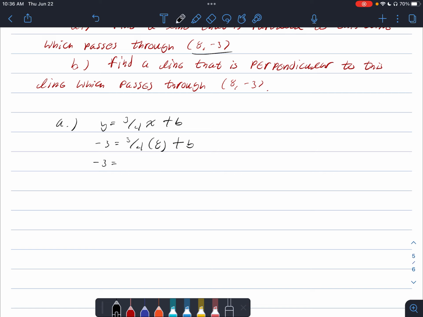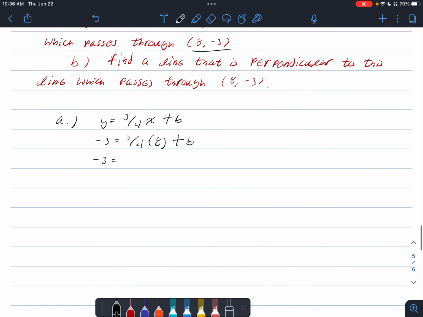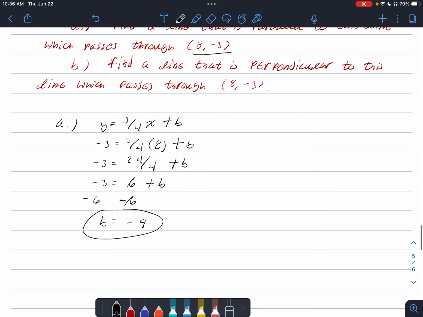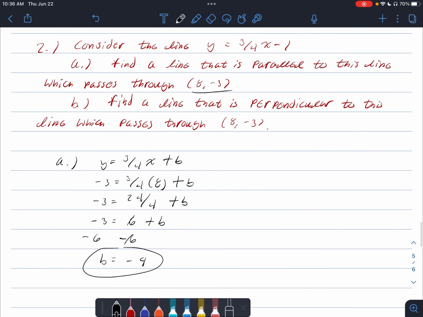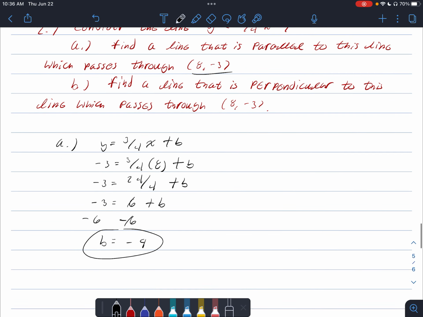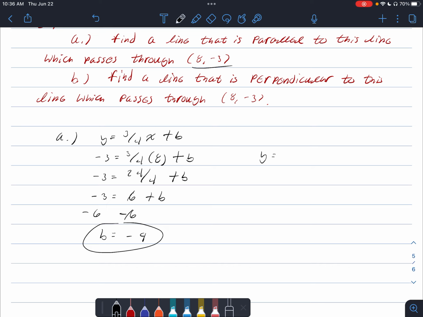So we have negative 3 is equal to 24 over 4 plus b. Or negative 3 is equal to 6 plus b. We can take 6 away from both sides, and we have that b is equal to negative 9. So the equation for a line that is parallel to 3/4 x minus 1 and passes through the point 8, negative 3 is going to be y is equal to 3/4 x minus 9.